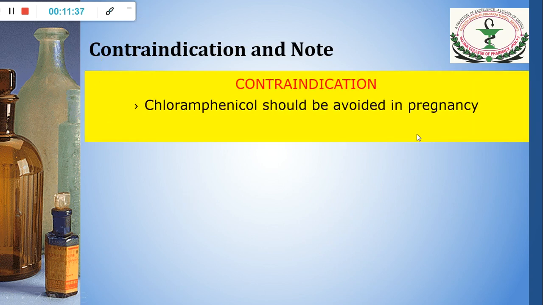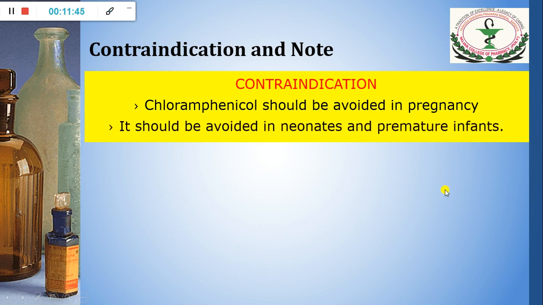So here is the contraindication. Chloramphenicol should be avoided in pregnancy, as that may lead to gray baby syndrome. It should be avoided in neonates and premature infants also, again because of the development of gray baby syndrome. So it is a strict contraindication: chloramphenicol should be avoided in pregnancy, as well as in neonates and premature infants.